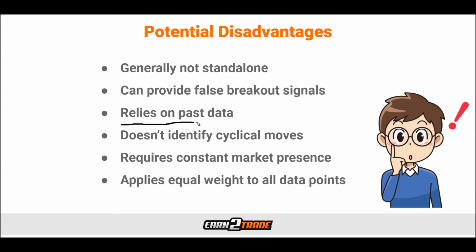Then it does rely on past data. It is not something that is forward thinking, so to speak. Instead, it's basing its lines on what has already happened. And then we also have that it doesn't identify cyclical moves. This is really just more of a matter of preference, but it's worth noting. And then it also requires constant market presence, which means we need the indicator to constantly have some type of data to be measuring, and the market needs to be doing something in order for it to be drawn.